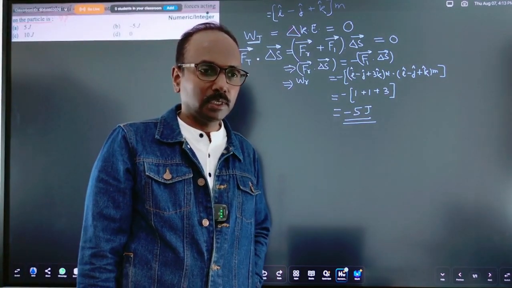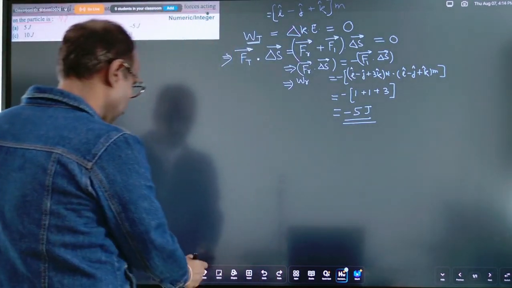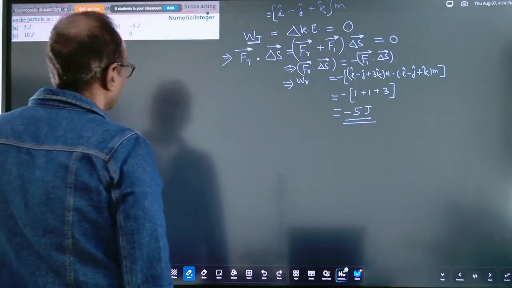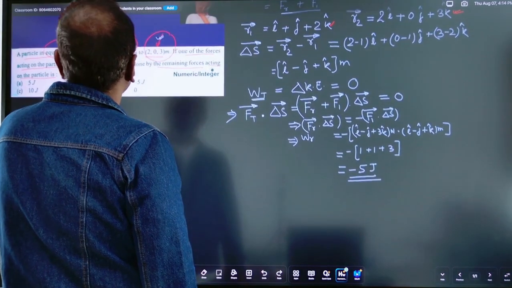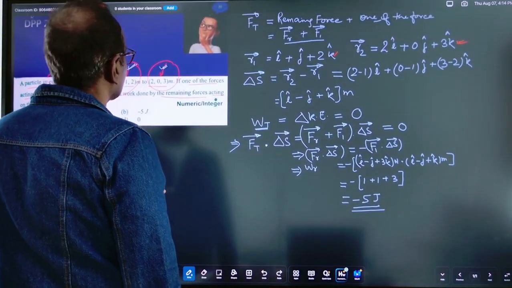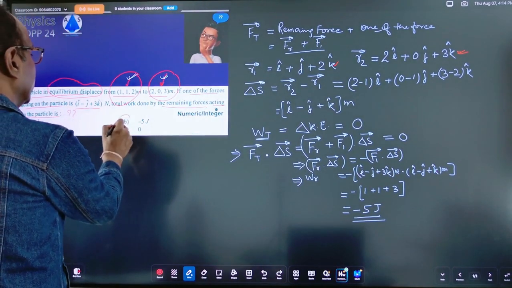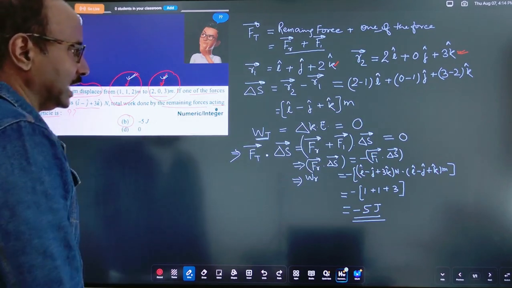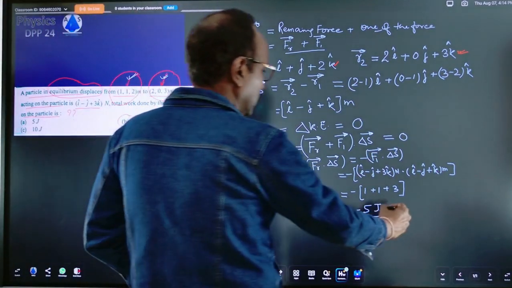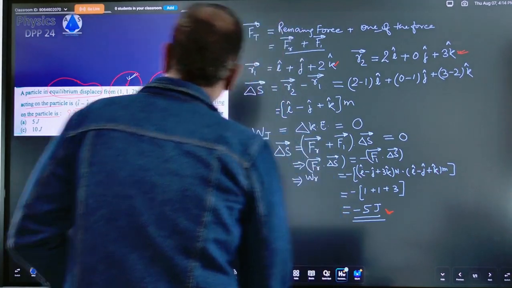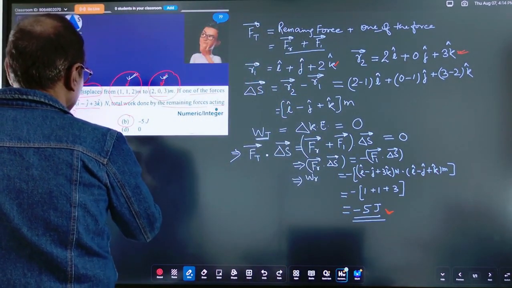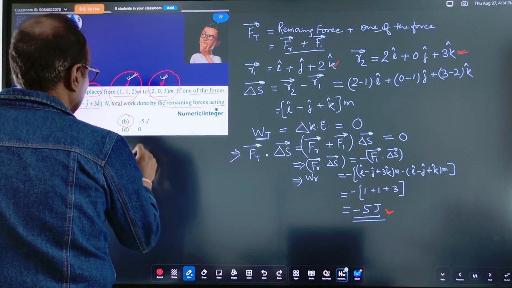Go back to the question and check the option. So B is matching with the result which we got. So our answer will be option B.